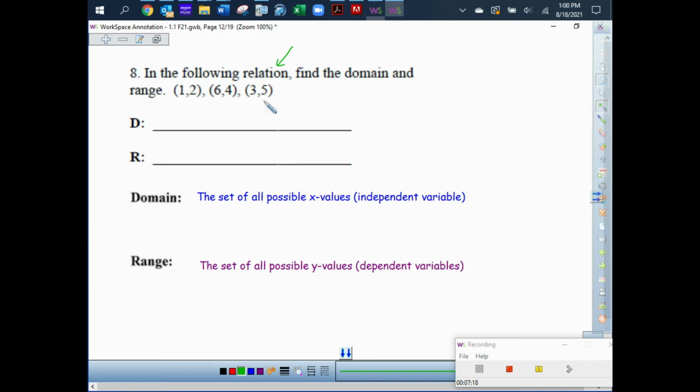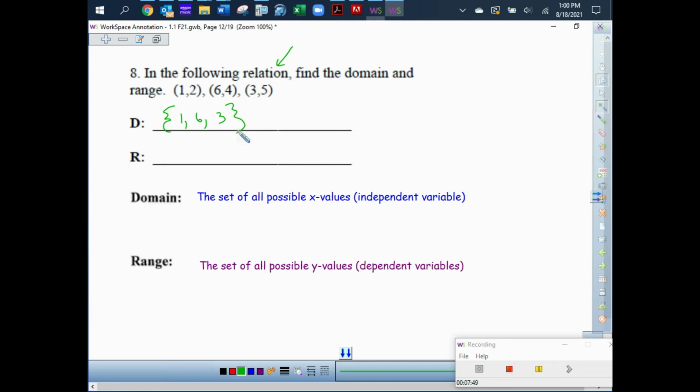It's only 3 points. The domain is all your x's, so we put them in set brackets. 1 is in the domain, 6 is in the domain, and 3 is in the domain. That's it. It does not matter what order you put those in. People say you have to go from least to greatest, but it doesn't matter. You just can't put anybody in there twice. Don't put 1 in the domain twice.